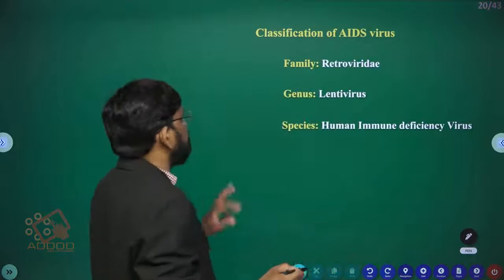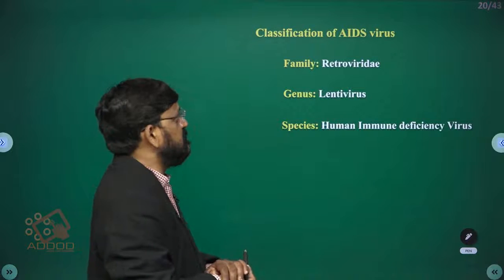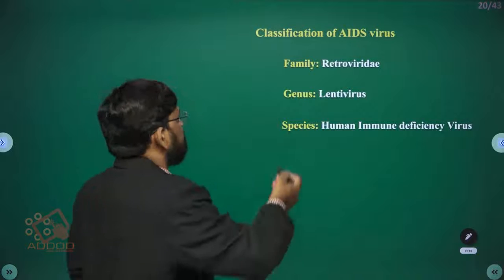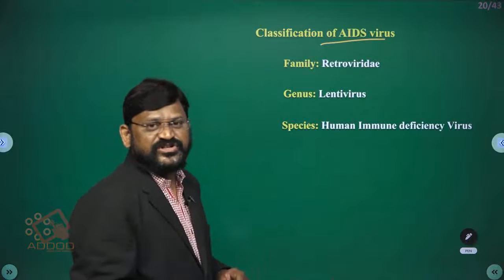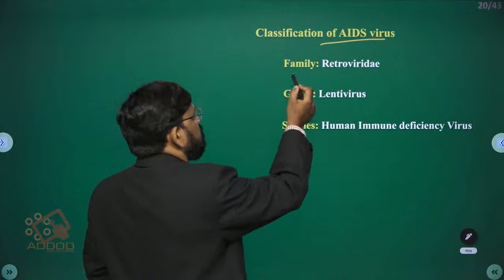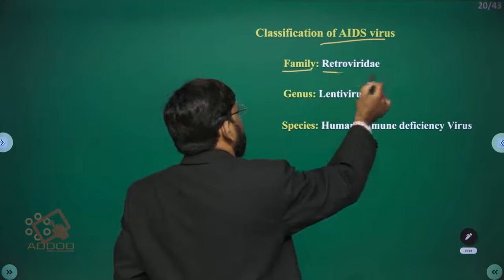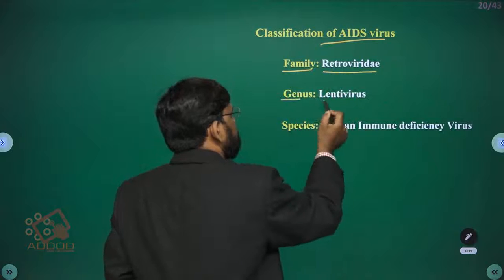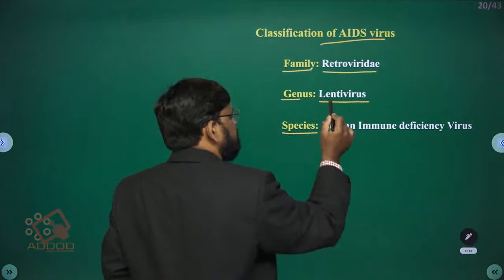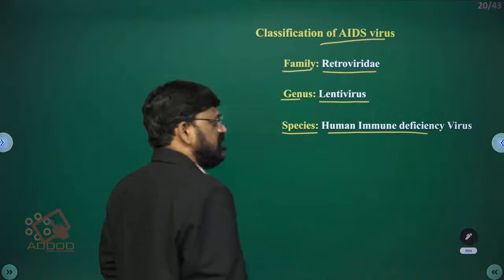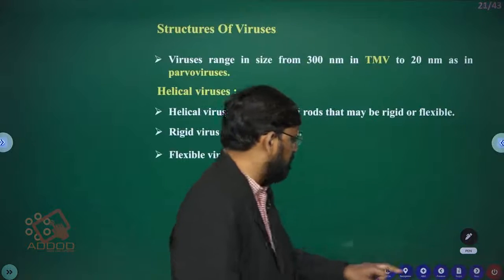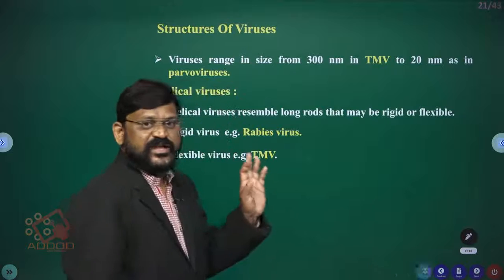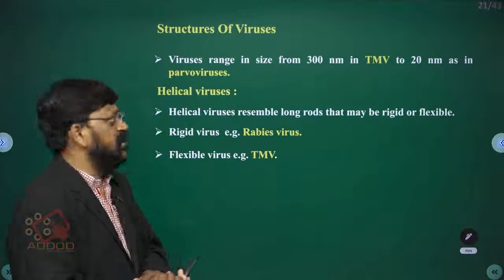Let us apply this to the AIDS virus. We will see what the family, genus and species are. Classification of AIDS, nothing but acquired immunodeficiency syndrome, is caused by a virus belonging to family Retroviridae, whose genus is Lentivirus. The species is human immunodeficiency virus, simply called HIV. That is the 3 hierarchy levels for AIDS. We can understand that virus has only 3 hierarchy levels.